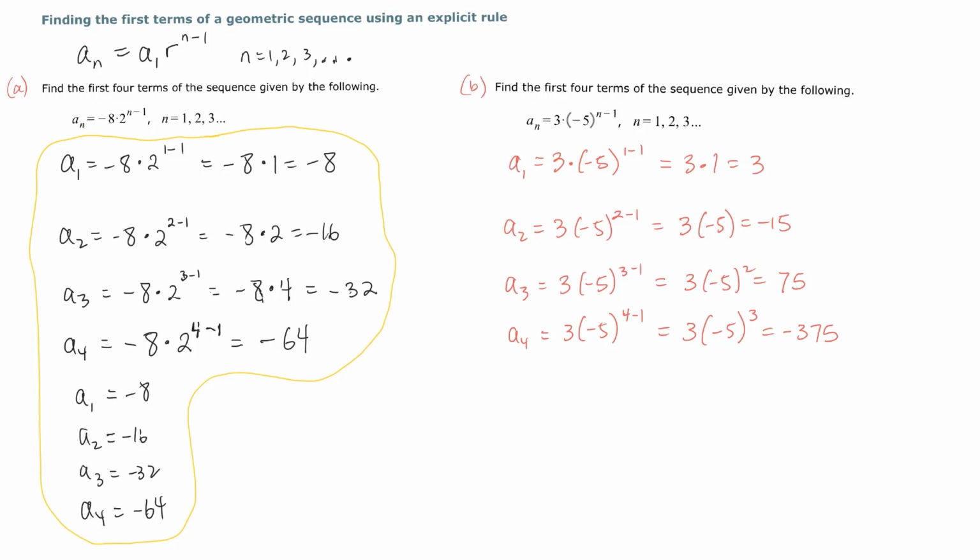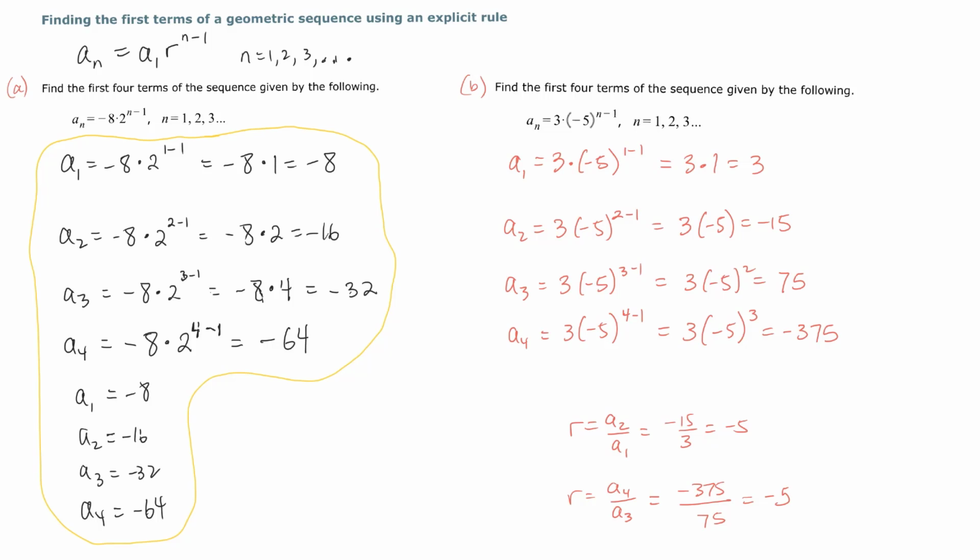And can you check the common ratio? R is equal to a sub 2 over a sub 1, which is negative 15 over 3. It is, in fact, negative 5. Same thing if you check R equals a sub 4 over a sub 3. You'll notice that negative 375 divided by 75 goes in evenly 5 times, or in this case, negative 5.